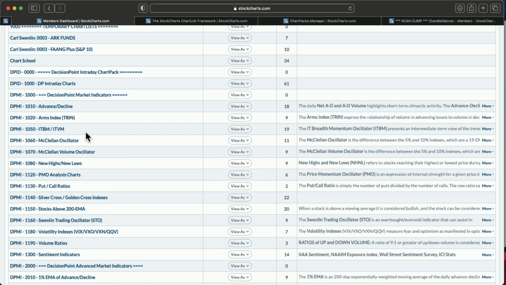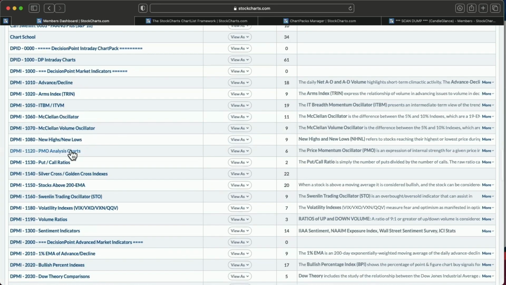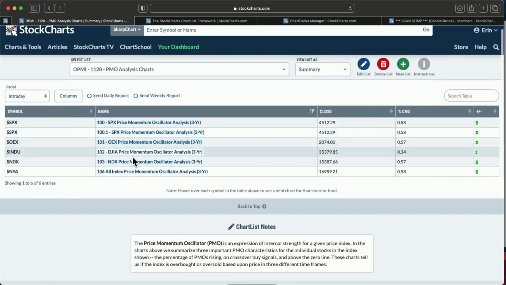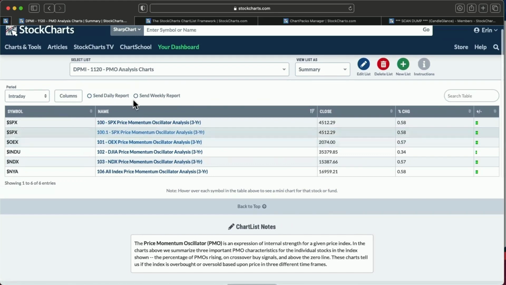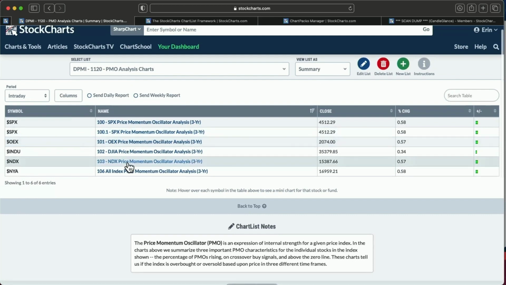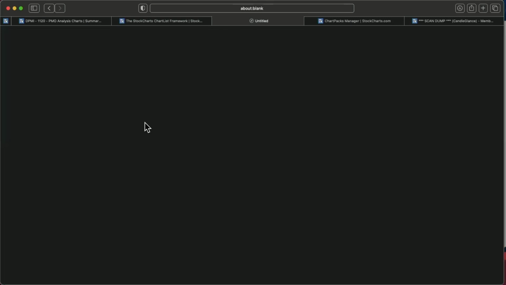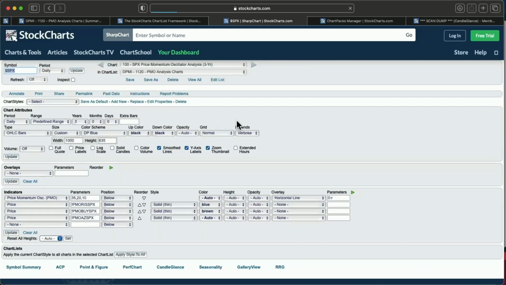So what I can do is pick, well, let's look at the PMO analysis charts. This is our price momentum oscillator, and it is very similar to the MACD and the PPO. So I have these chart lists for the PMO analysis, and notice that I have them for these major indexes. So I can start with, all right, I want to look at the PMO analysis charts. Now I have them all for the different indexes. So for example, let's go ahead and we'll look at the S&P one.